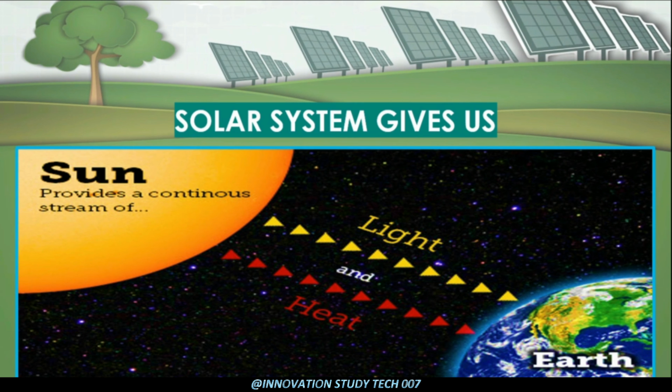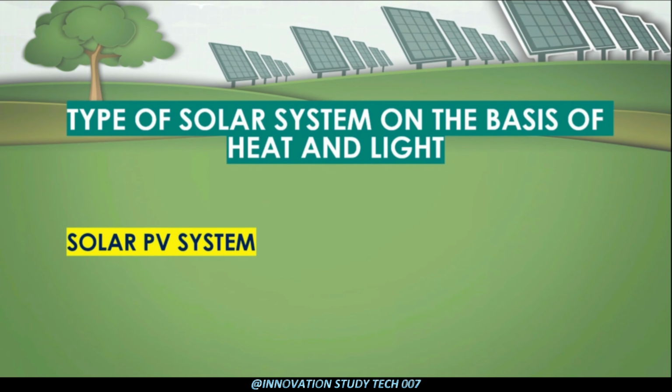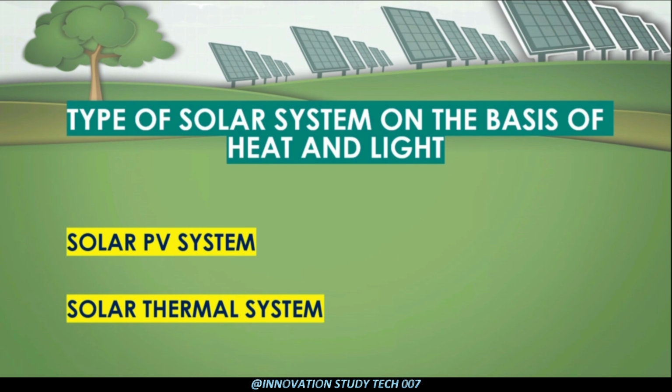On the basis of the type of component, light or heat, used by the solar plants, they are classified into two types. Type A is called a solar PV system or solar photovoltaic plant. Type B is called a solar thermal system. Now let us see one by one what a solar PV system is and what a solar thermal system is.